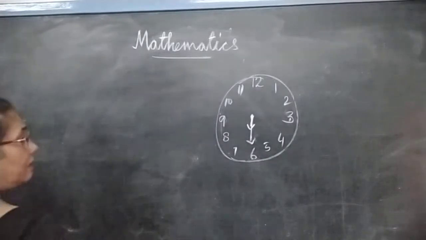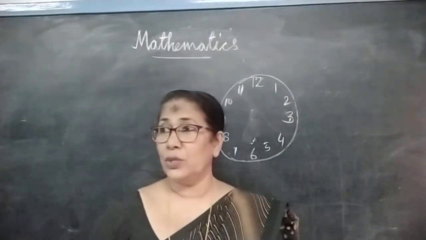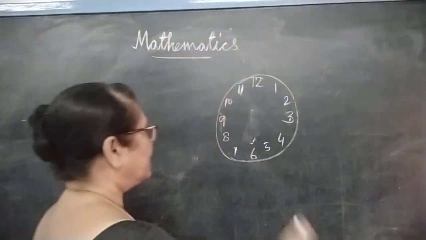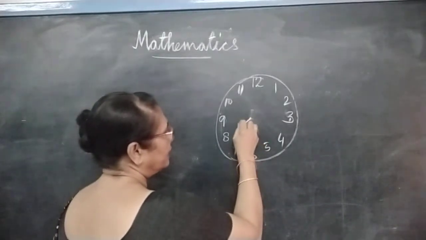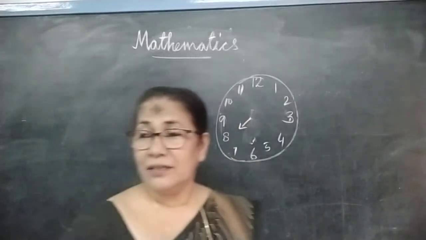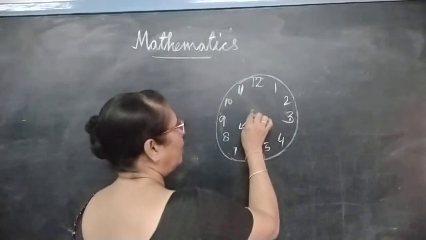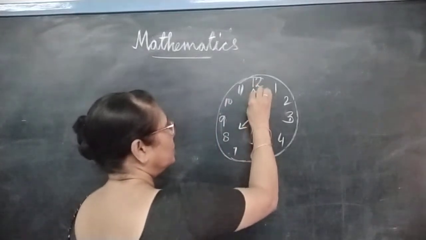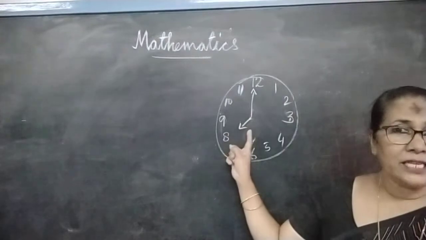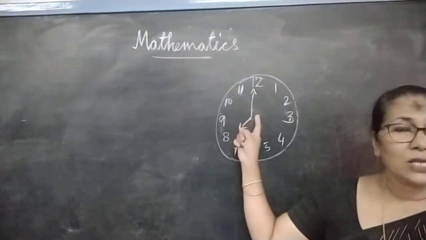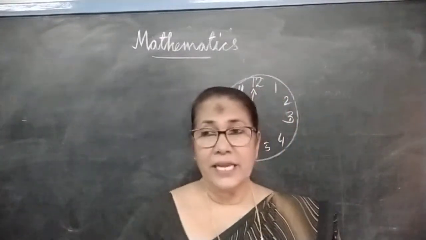Okay, I take the same clock. Now, where should you draw the hour hand? 8. Yes, the small hand should be here. This is the hour hand, small hand. And where should be the minute hand? 12. Yes, the minute hand should be on 12. Okay, draw that. Hour hand should be on 8. The small hand is called the hour hand and the long hand is called the minute hand. Now it is 8 o'clock.